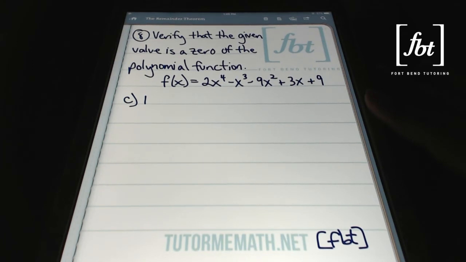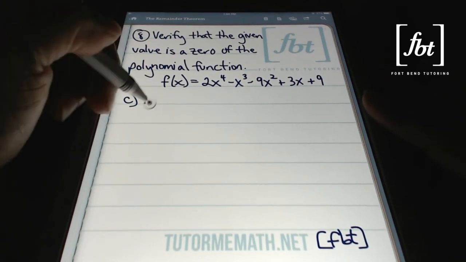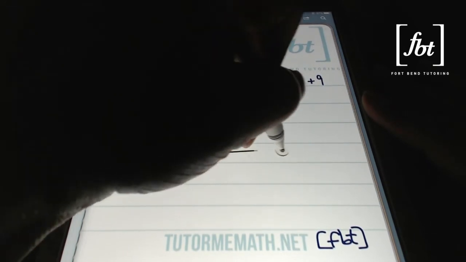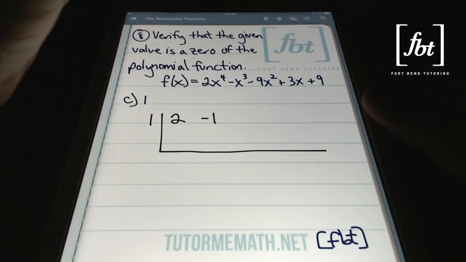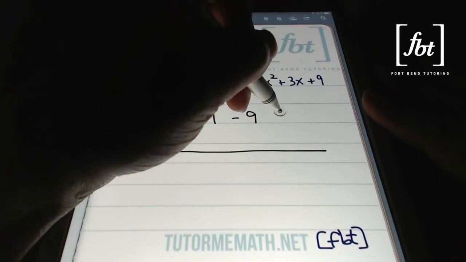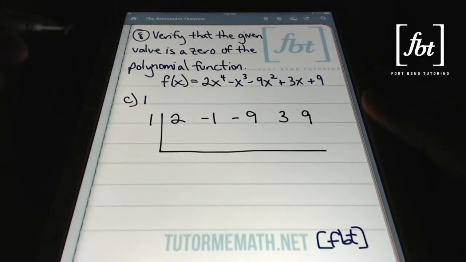We have part C, guys. So in part C, we'll be testing to see if 1 is going to be a 0 of the polynomial function. Let's check that out. So setting this up, using our synthetic division, we have 2, negative 1, negative 9, 3, and 9 here.